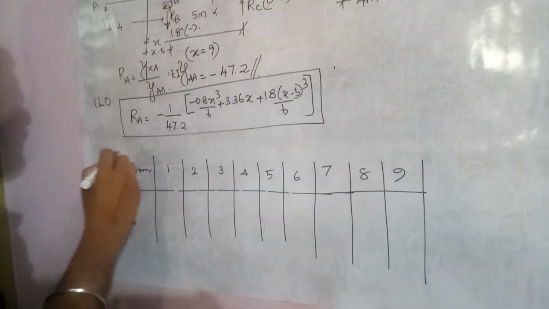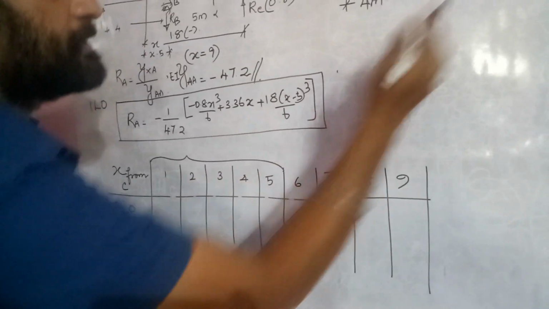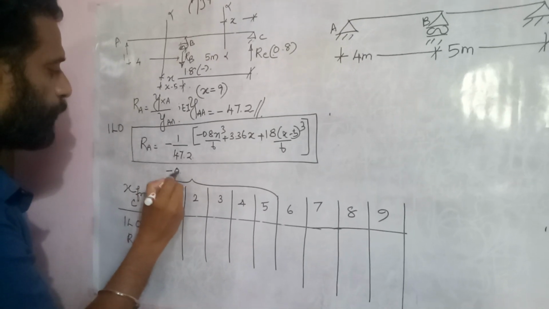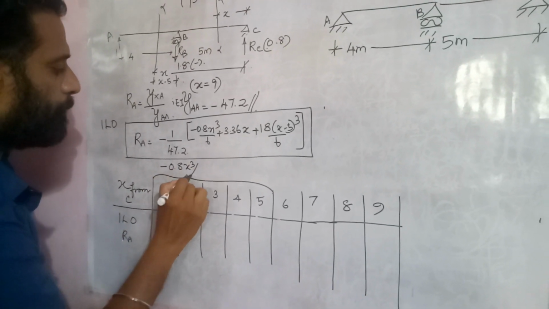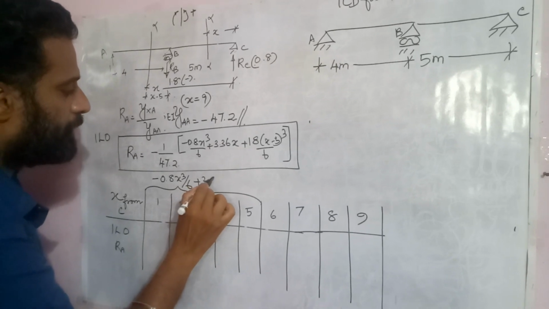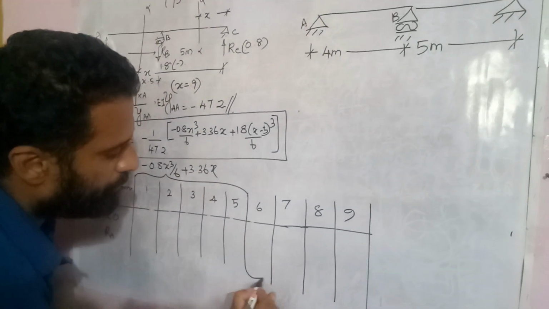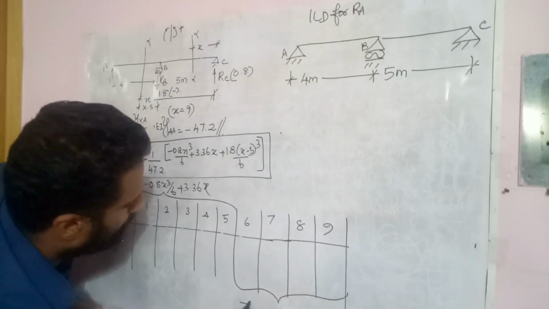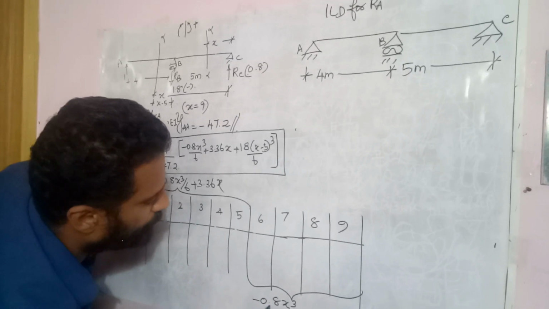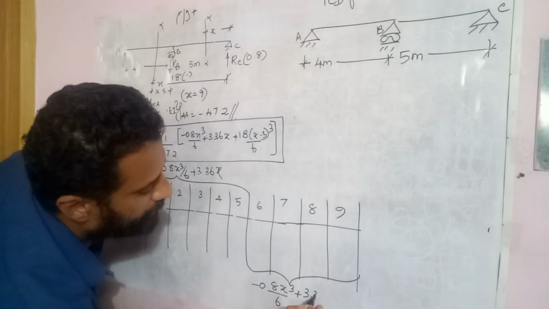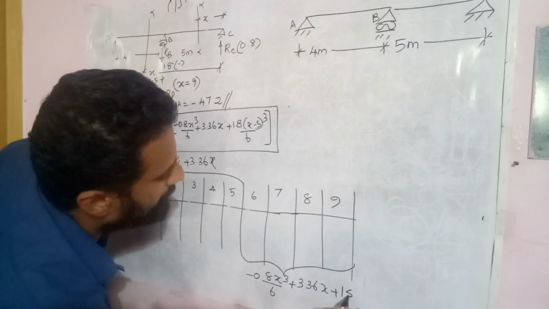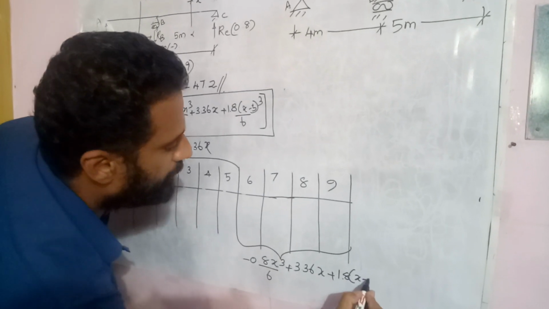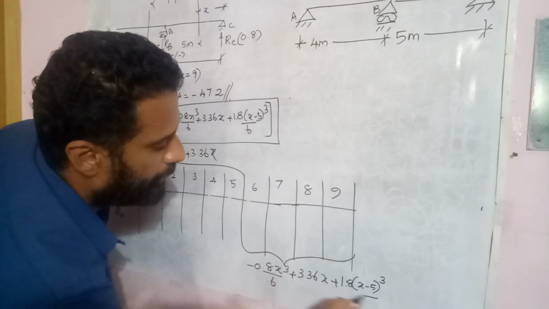Before going that, we need to write the equations for 1 to 5. Since there is a support from 1 to 5, there is an equation for this. We have split this earlier. You know that the equation is 0.8 of x cube by 6 plus 3.36 of x alone. From 5 to 8, my equation is written as 0.8 x cube by 6 plus 3.36 of x plus 1.8, it's not 18, into x minus 5, the whole cube, divided by 6.